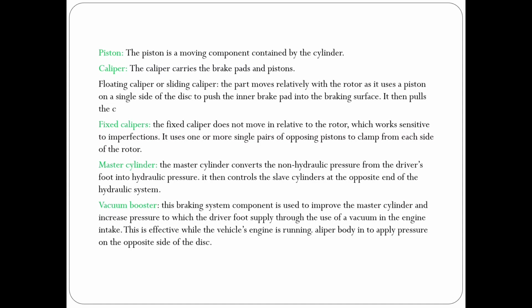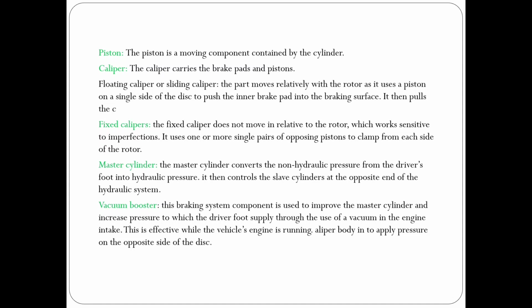Fixed caliper: the fixed caliper does not move relative to the rotor, which makes it less sensitive to imperfection. It uses one or more pairs of opposing pistons to clamp from each side of the rotor. Master cylinder: the master cylinder converts the non-hydraulic pressure from the driver's foot into hydraulic pressure. It then controls the slave cylinder at the opposite end of the hydraulic system.